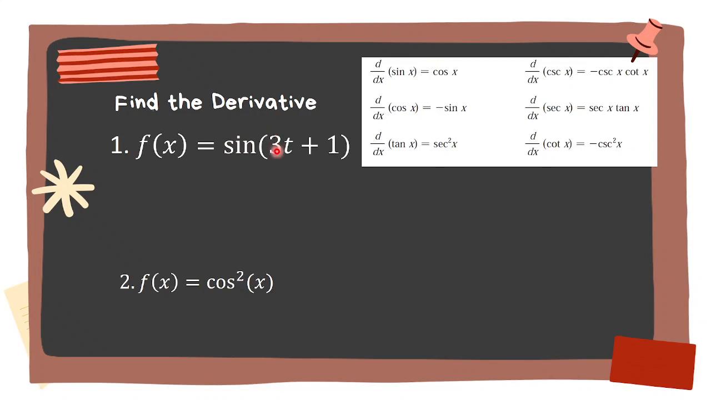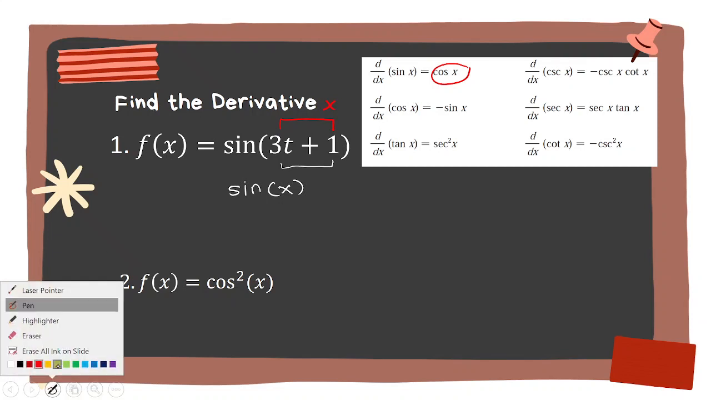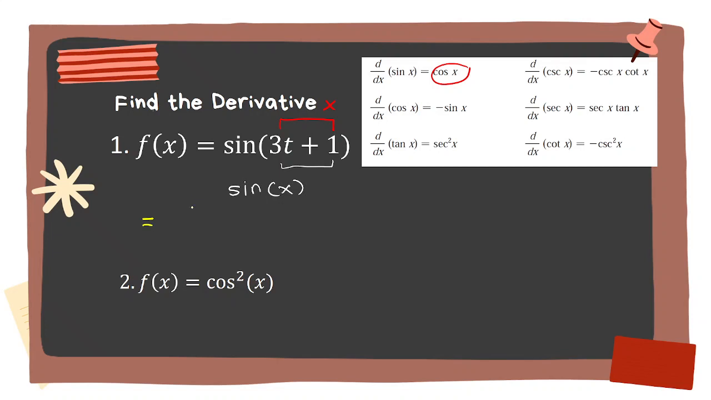So, we have sine of 3t plus 1. How are we going to find the derivative of that one? Remember that in solving derivatives, you just treat this 3t plus 1 as a single variable x, right? Now, what is the derivative of sine x? The derivative of sine x is basically cos x. So, you leave this whole 3t plus 1 as x. Then, you need to get the derivative of that one.